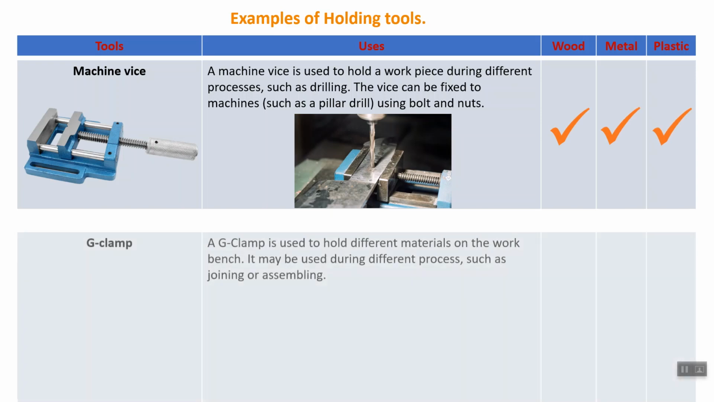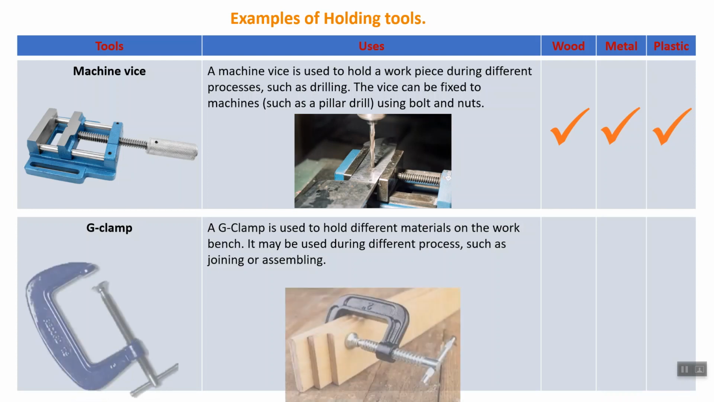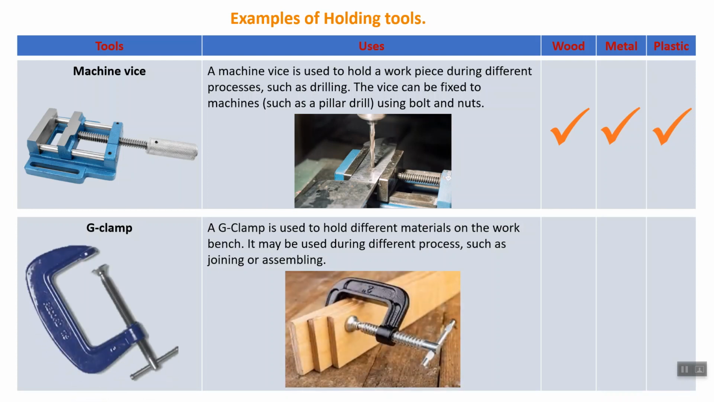Okay, then we have the G clamp. So it is called G clamp because it has a G shape. It is used to hold different materials on the workbench. It is used during different processes such as joining or assembly. Okay, there are different sizes of G clamp, which is used onto wood, metals, or plastics.